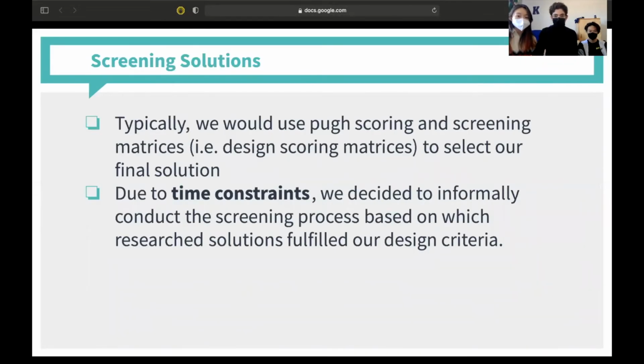When it comes to selecting solutions, we used a bit of an informal process. Instead of using decision scoring matrices like Pugh or screening, we ended up, in the middle of our research, just trying to think of which solutions would be practical with the time constraints and which filled our design criteria.